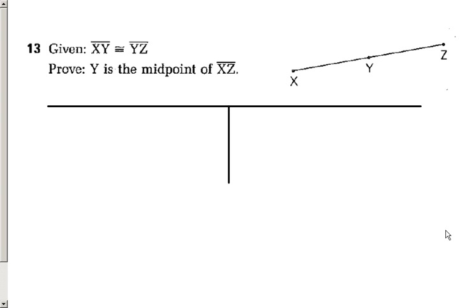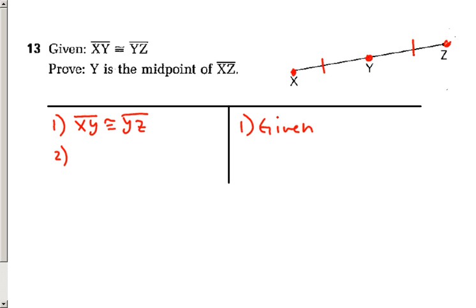This first one asks you to prove that Y is the midpoint of XZ, given that XY and YZ are congruent. So the first step is always write down what's given. So your first step, what is given is that XY and YZ are congruent. I'll mark that in the picture too, just to show me what I have. I want to prove Y is the midpoint. Well, I'm just one step away. This is a two-step proof.